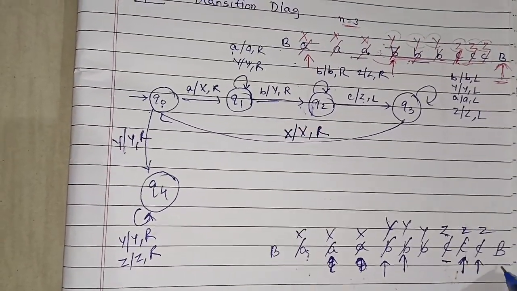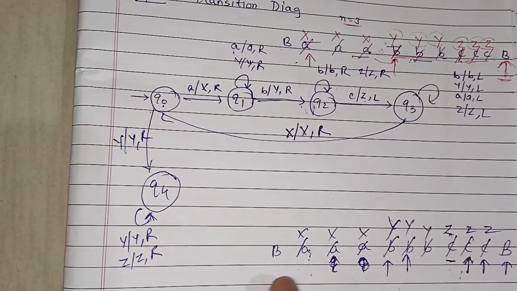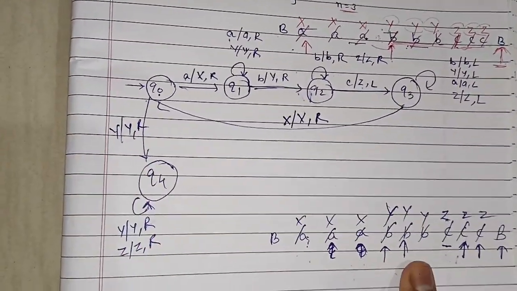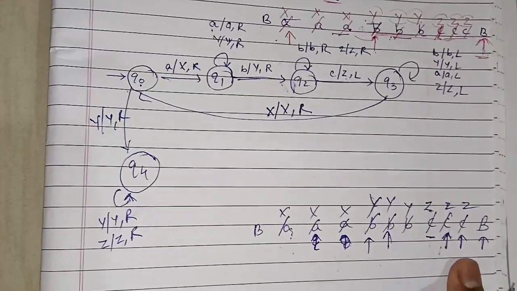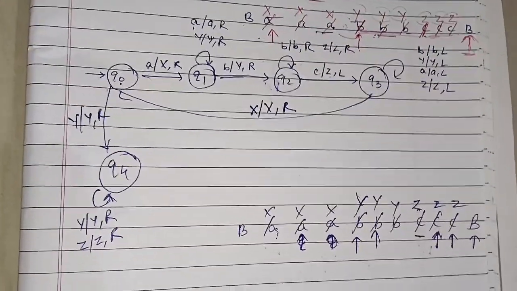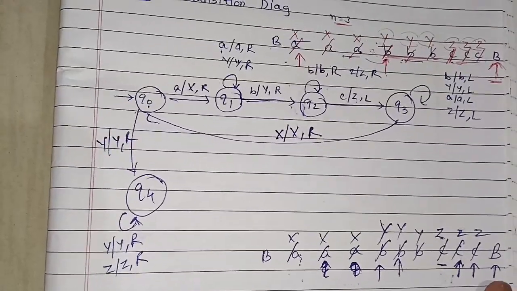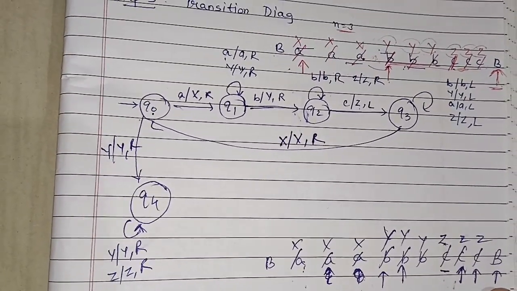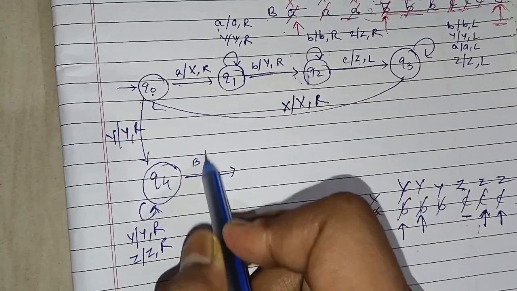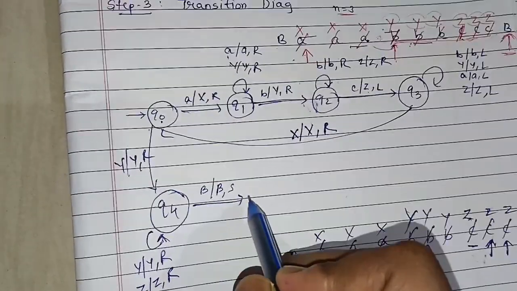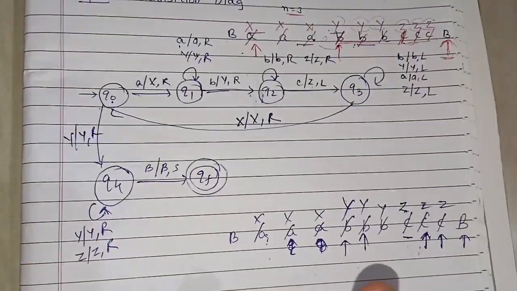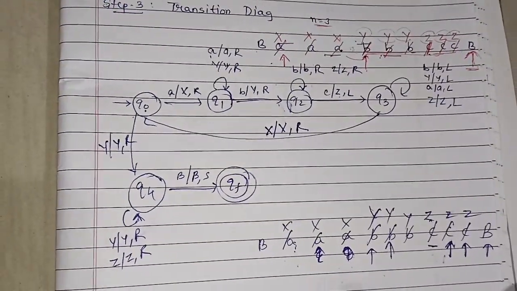After here, when I receive B, it means I have traversed X. I have traversed from here, checked all the Y's and checked all the Z's. This means there is no extra B or C here. That's why I reached B, the blank symbol. So I make a transition: keep B and stop, and this is your final state. In this way you have to draw this transition diagram.